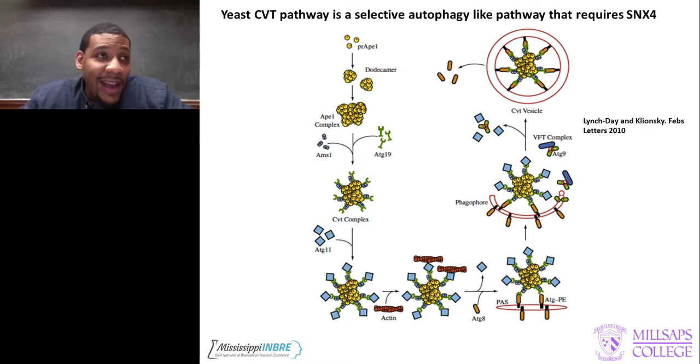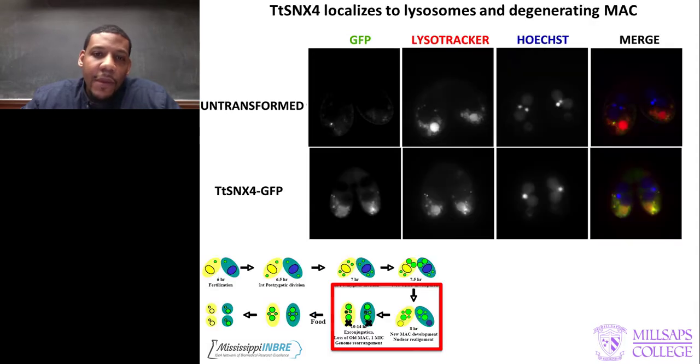And so we asked, what might this SNX4 be doing in Tetrahymena? So we generated GFP-SNX4 expressing Tetrahymena, and we looked at where they localized during mating. And I'm leaving out some data here for the purposes of brevity. So in this top panel here, you're looking at non-GFP expressing Tetrahymena, so wild type Tetrahymena. In the first panel, you see GFP. In the second panel, you see LysoTracker. And what LysoTracker does is track the lysosome, okay?